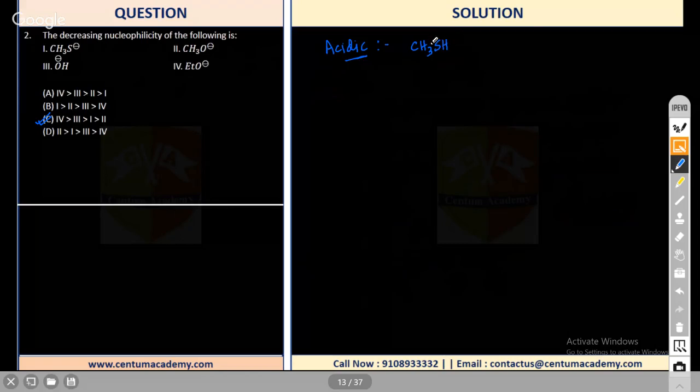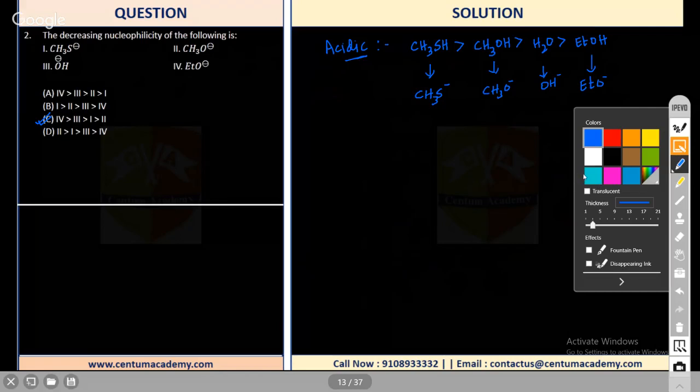That is maximum for CH3SH. Then we have CH3OH. After this, we have H2O, and then we have EtOH. So if the acidity order is this, then the conjugate bases will be CH3S minus, CH3O minus, OH minus, and EtO minus. So the stronger the acid, its conjugate base is what?